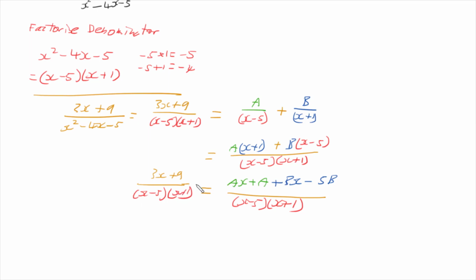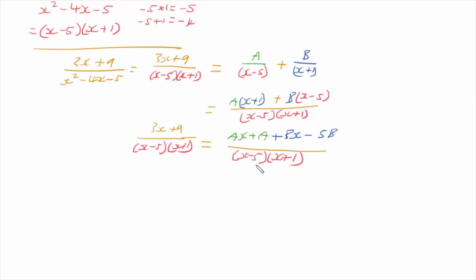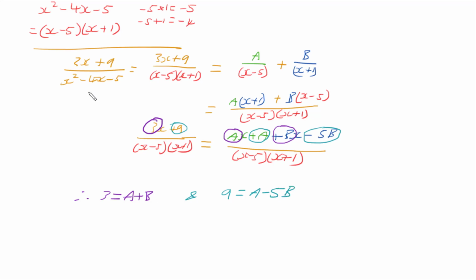So my fractions are almost the same, the denominator is the same, I just need to sort out these A's and B's. So I'm first going to look at all my coefficients of x terms. So I've got a 3 in front of an x, and that needs to match up with an A in front of an x and a B in front of an x. So that means that I've got 3 is A plus B, and then I need to look at my constant. 9 needs to match up with positive A, take away 5B. So I also have that 9 is A take away 5B.